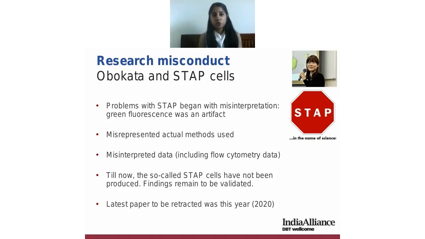Again, coming back to Obokata and the STAP cell saga, the premise of the study itself was wrong. She had misinterpreted the findings. Some green fluorescence that she found, she completely misinterpreted it because it was actually an artifact. The actual methods that she used were misrepresented. The data was false and fabricated. Till now, as I mentioned earlier, that whole method has not been validated. And the retractions are still ongoing. The latest paper to be retracted from that study group happened this year.